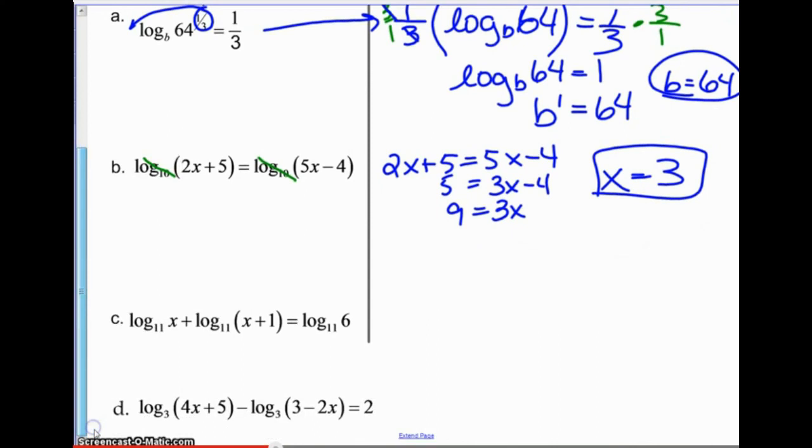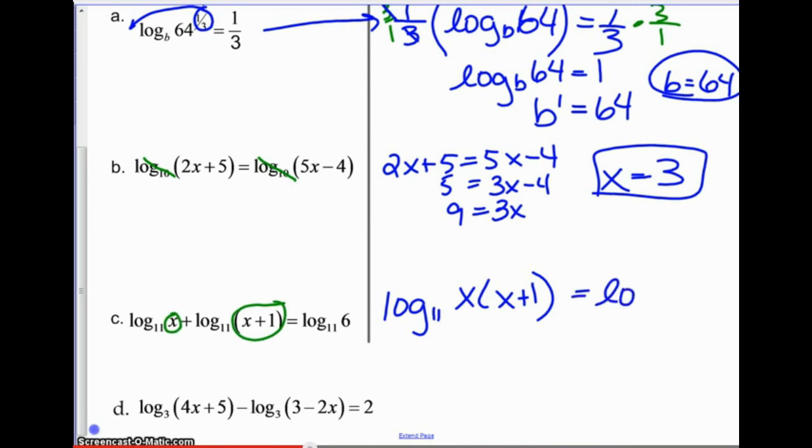Let's do another one. Now we have addition, and we have log base 11 of x plus log base 11 of x plus 1 equals log base 11 of 6. Well, addition, if you remember, is interchangeable with multiplication. So I'm going to say log base 11 of x times x plus 1. What I did here is I took the separate logs and condensed them into one log, and that's going to equal log base 11 of 6.